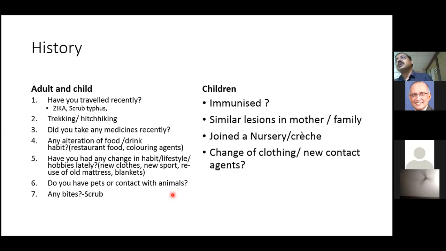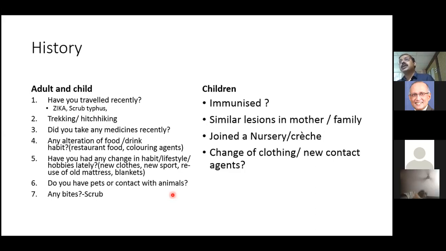He would consider it as an ant bite or a spider bite or some other bite. Specifically, pointedly, you have to ask that question: is there a bite mark anywhere? In children, you have to ask about immunization. It could be a first attack of measles, or if the patient has already had measles, the patient could be having an atypical measles presentation.